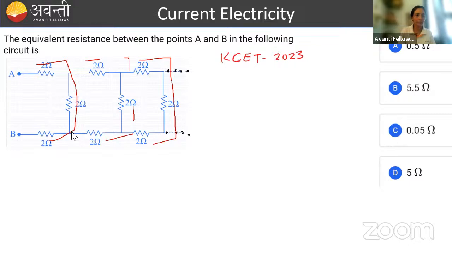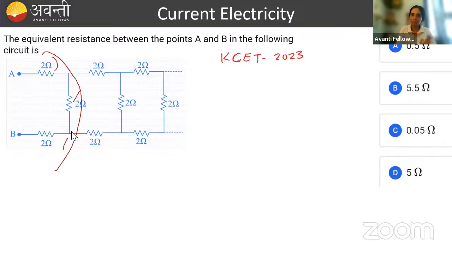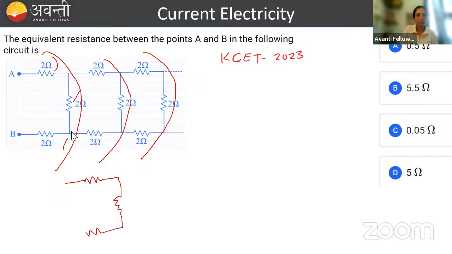Let me look again. See how we have added here: we have added it like 2 ohm, 2 ohm, 2 ohm, then we added again the same thing, we continue 2, 2, 2. So our one unit looks like this. Am I correct? JNV Kolhapur. Okay, very good.